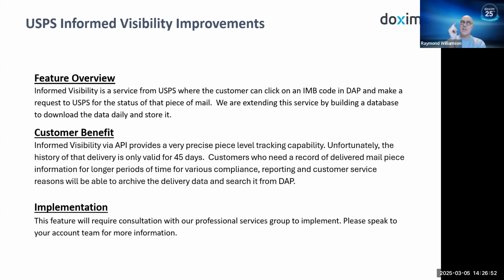One of the things is that data is only stored at USPS for 45 days, and they are constantly recycling the intelligent mail barcode codes. So we have a number of customers who've asked us to download that USPS informed visibility data and deliver piecemeal for longer. And so what we've done is we're building an integration between our Doxim admin portal and our print center and USPS to be downloading that data so that you'll be able to query delivered pieces for a longer period of time.